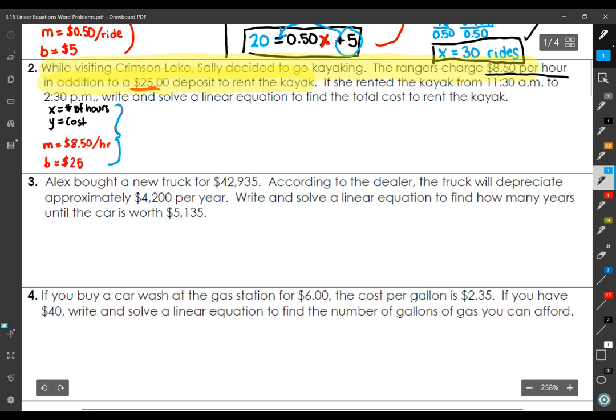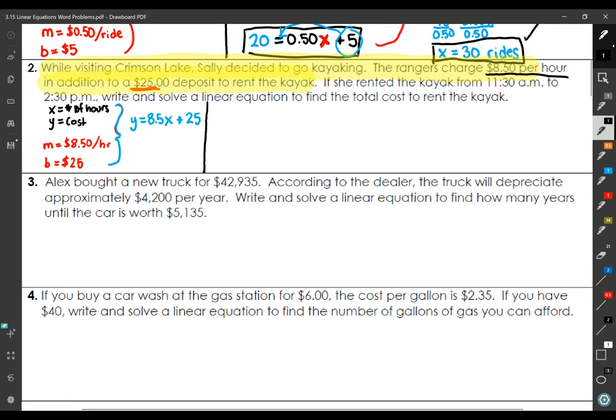So with this information, we can now create our equation. Cost is equal to $8.50 times the number of hours plus the $25 deposit. Okay? So that is our equation. Now let's move on to the second part of the question where we're going to have to solve this equation.